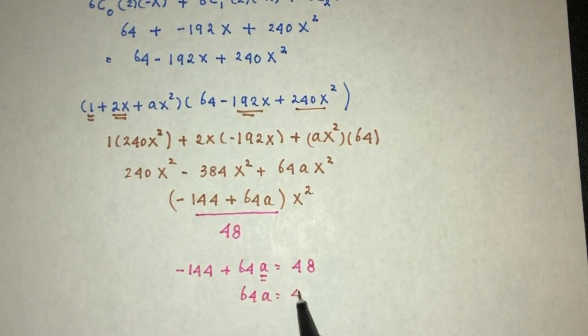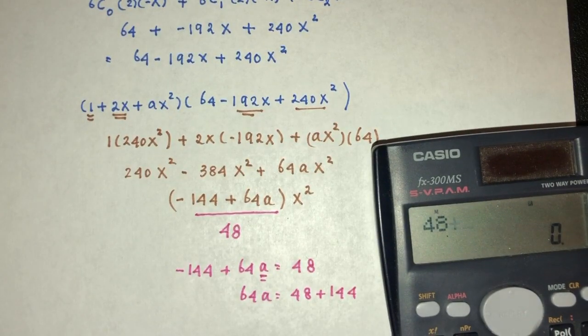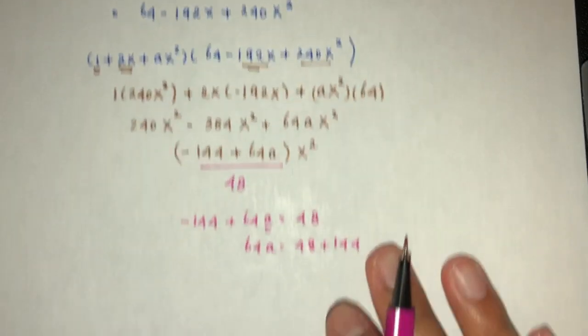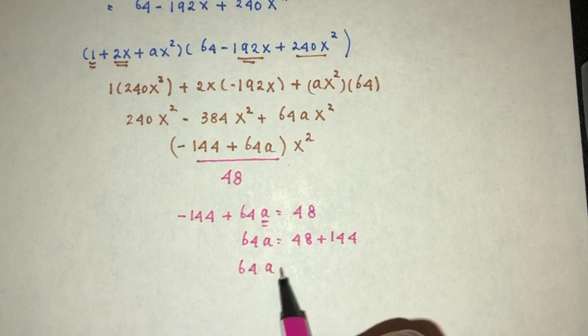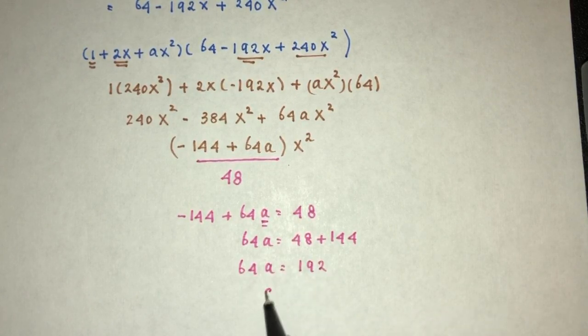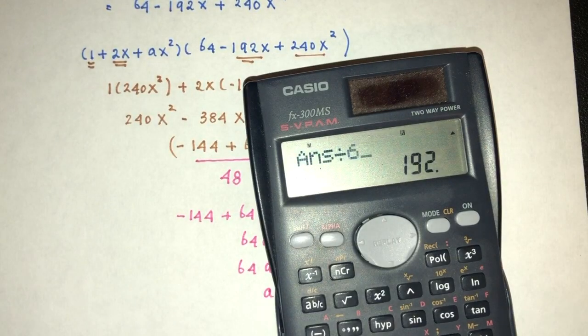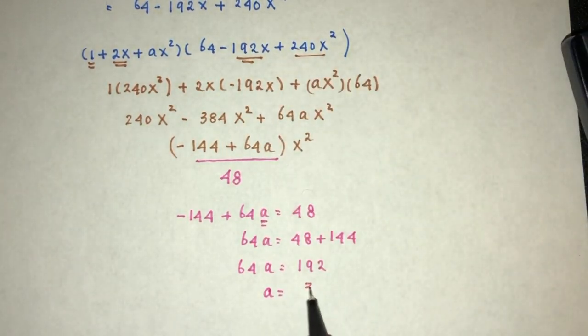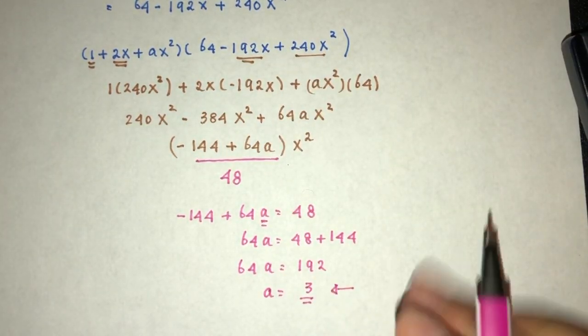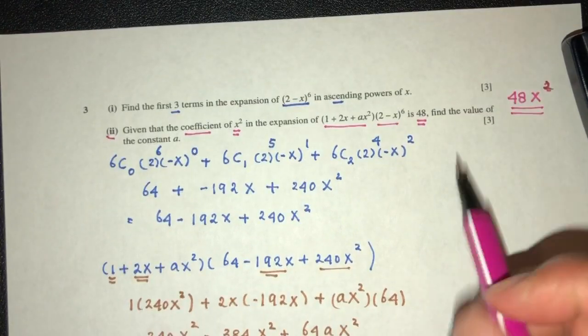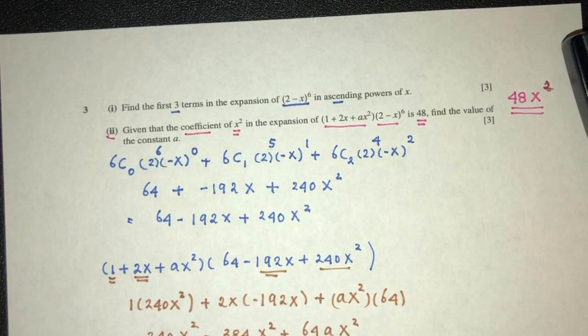64a will be 48 plus 144. So 48 plus 144, that should be 192. So 64a is equal to 192. So a will be divided by 64, that should be the value of 3. Okay, and that will be your answer for part 2 of finding the value of constant a.